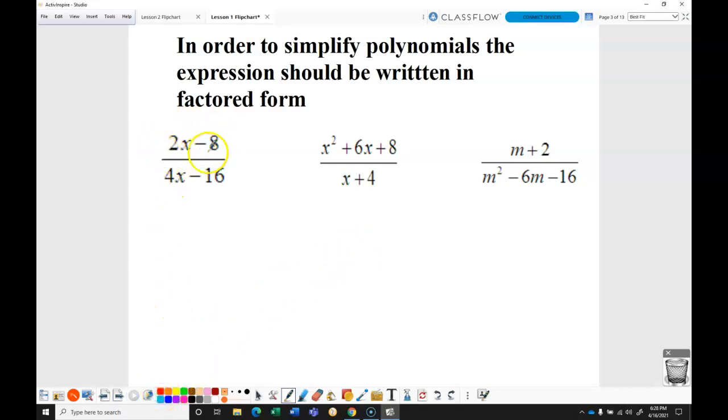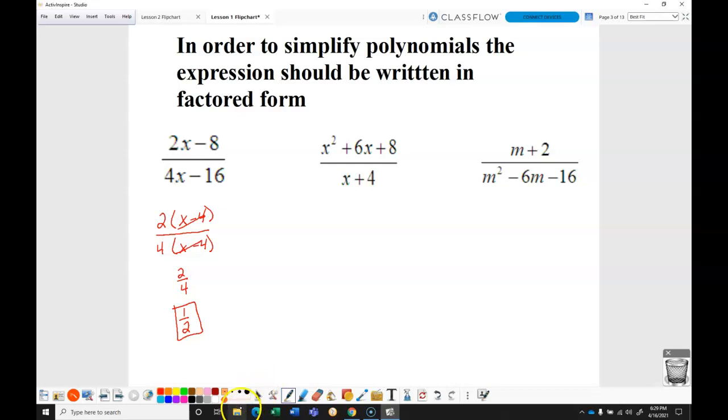So I see a common factor in this numerator 2x minus 8. I see a common factor of 2, and that leaves me x minus 4. And then in the denominator, I see a common factor of 4. When I divide that out, I get x minus 4. So notice I do have matched factors here, so I can divide those out. And then that leaves me with 2 over 4, which can be simplified to 1/2. So that whole fraction up there actually just equals 1/2.